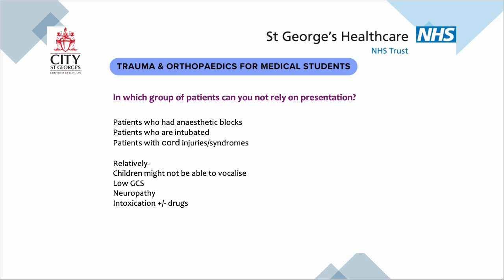There is another group of patients who may or may not be able to really tell you what's going on. So children are very good at telling you about pain, but won't necessarily be able to tell you about the type of pain, where it is, if it's getting worse. Equally, patients with a low GCS, so this could be through head injury or through intoxication, may not tell you very much about their pain, and to a lesser extent, patients with neuropathy may not be able to tell you about increasing pain.